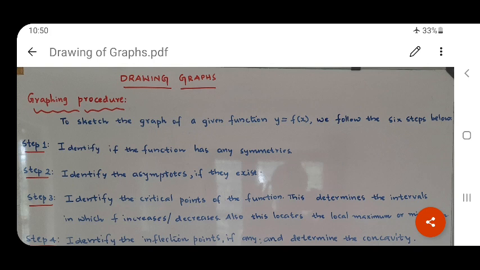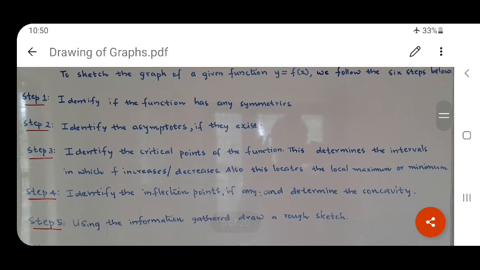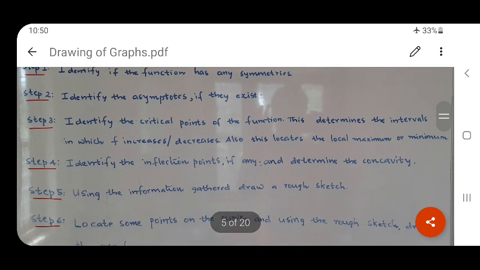So the first step is identify if the function has any symmetries. That is, note if the function is even or odd. If it is even, symmetric about y-axis. If it is odd, symmetric about the origin. The second step is identify the asymptotes, if any exist. Third one is identify the critical points, which in other words determines the intervals where the function increases, decreases, the local maximum point and the local minimum point. And in step 4, we identify the points of inflection, if any are there, and in other words we are determining the concavity of the function.